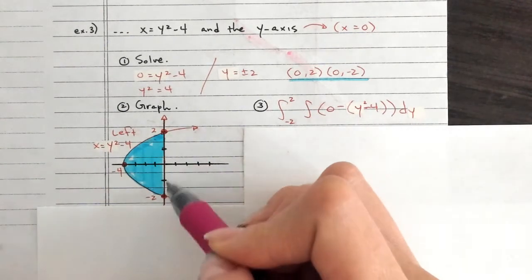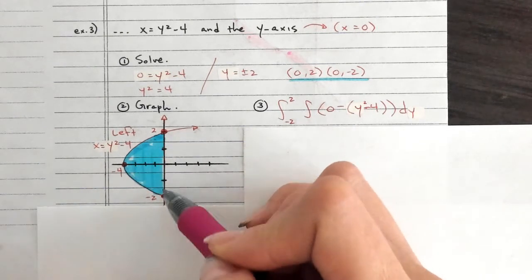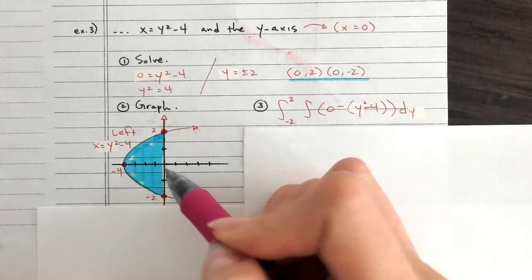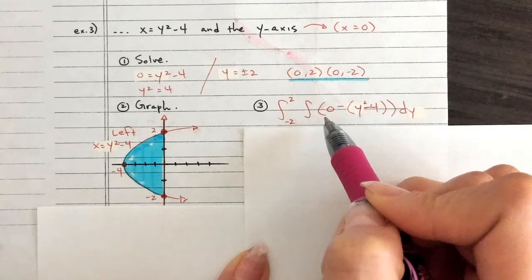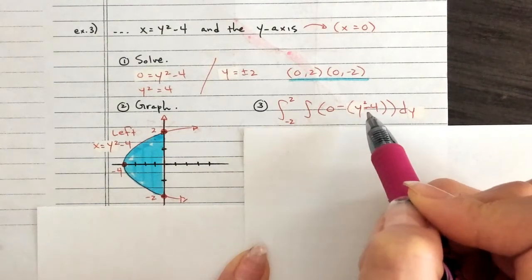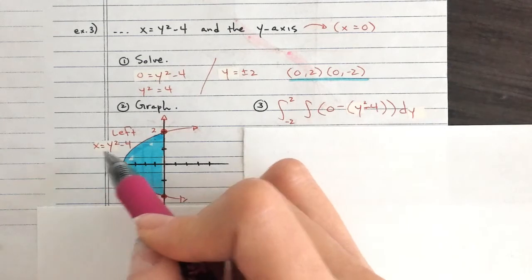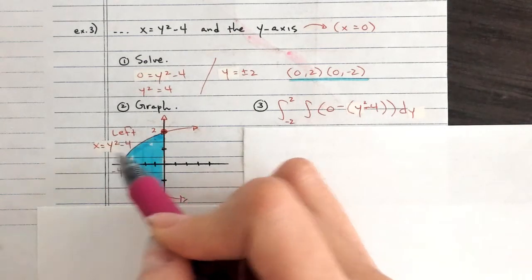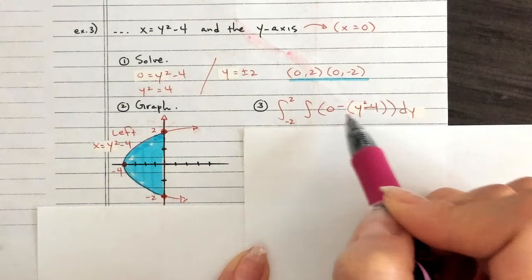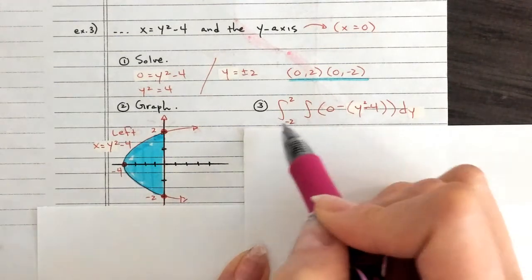What is on the right of my blue? It's this line. That line is x equals 0. So 0 minus, what is the left side of my blue? The left side is the parabola. It's x equals y squared minus 4. So y squared minus 4 is the left side. This is the end of the setup.